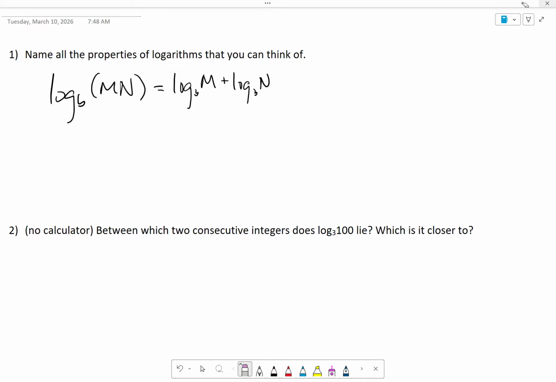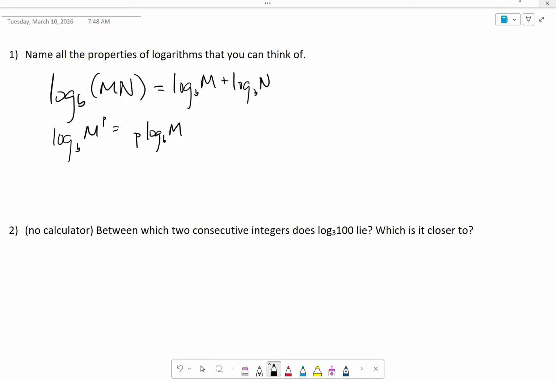Can you give us one more property aside from that? Log base b of m to the p power equals p times log base b of m. Are you good with that, everybody? Thank you. Nicely done.